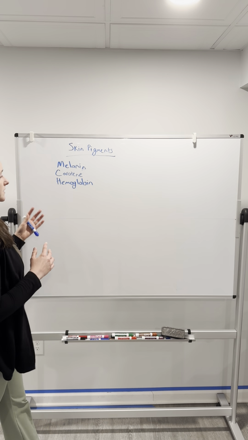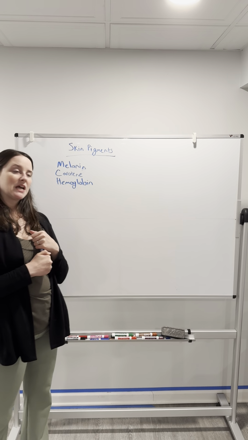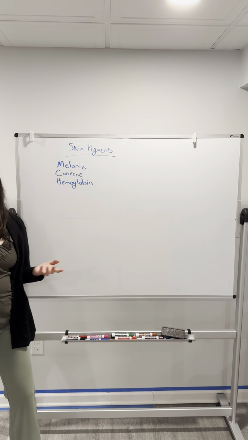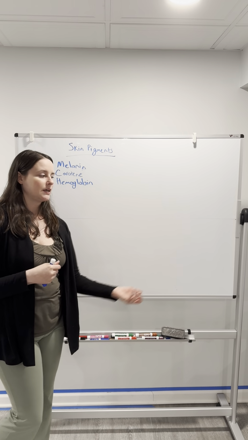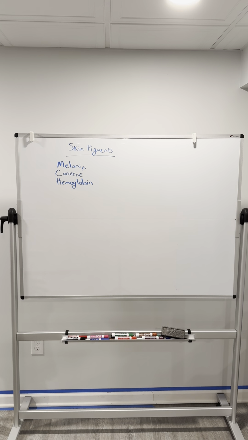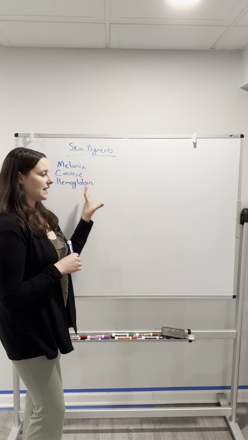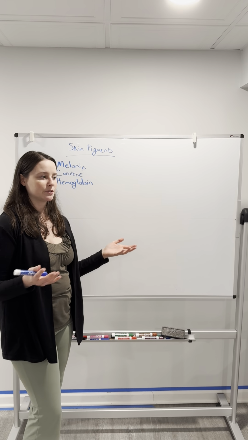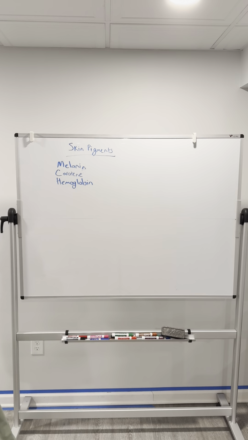Another clinical connection would be albinism. Albinism is a congenital disorder, so you get it inherited. It's due to complete or partial absence of pigment in the skin, hair, and eyes, and it's due to a defect in the enzyme that produces melanin. So your body cannot produce melanin properly.